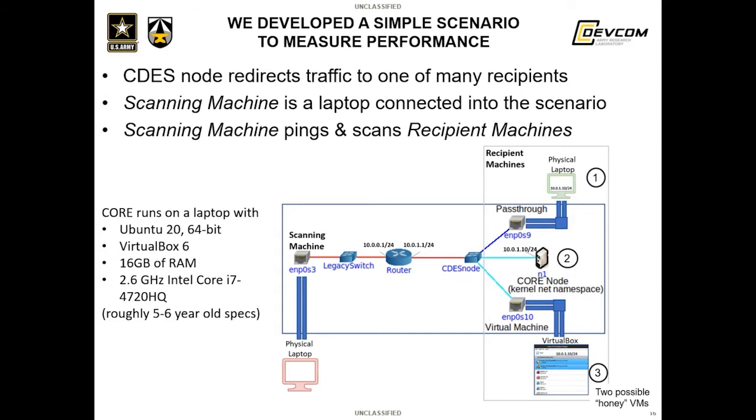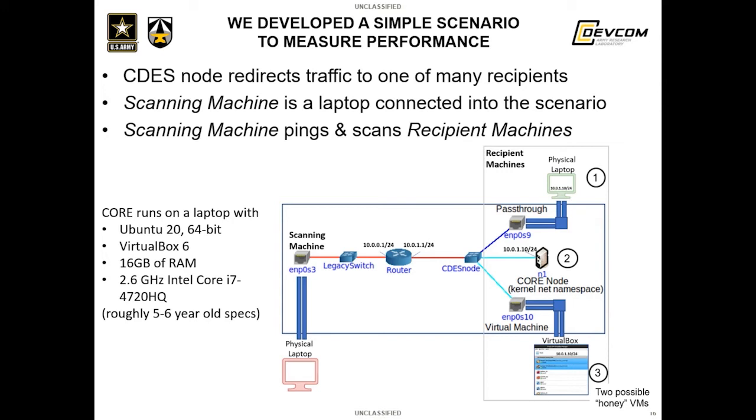We wanted to determine how Cdes performed when placed in line on a network, so we created the scenario here. Created a scenario with 3 hardware-in-the-loop interfaces. These connect external devices into a core scenario. Core was running on a laptop, the specs that you see here on the left side of the slide. In the scenario, on the left, we connected a physical laptop. This served as our scanning machine, which communicates to the recipient nodes through the core scenario.